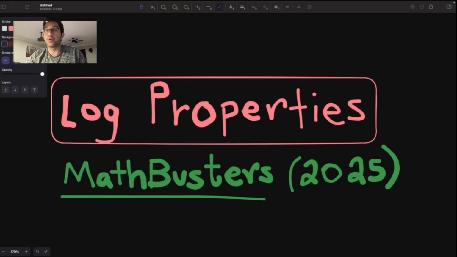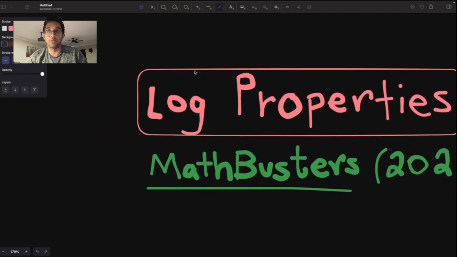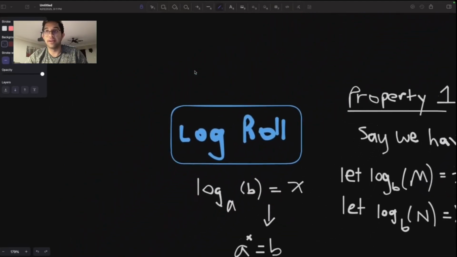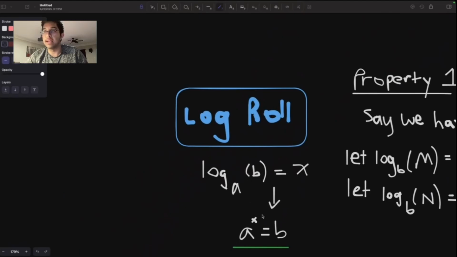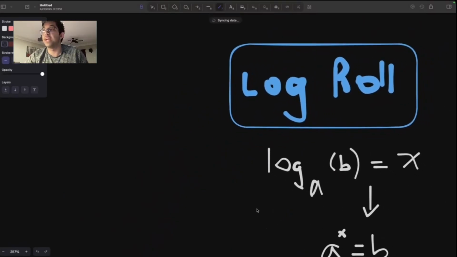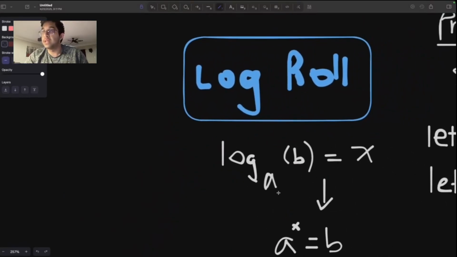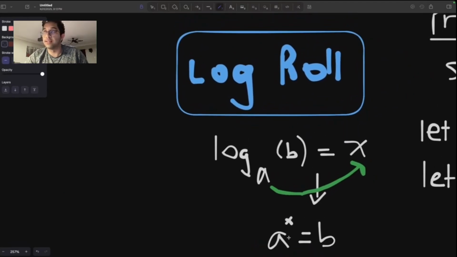Okay, so the first thing we want to understand before we begin is the concept known as the log rule. If we have log base a of b, and we set that equal to x, the log rule is essentially we can draw an arrow and set a to the power of x equals b. And that simplifies a lot of things.